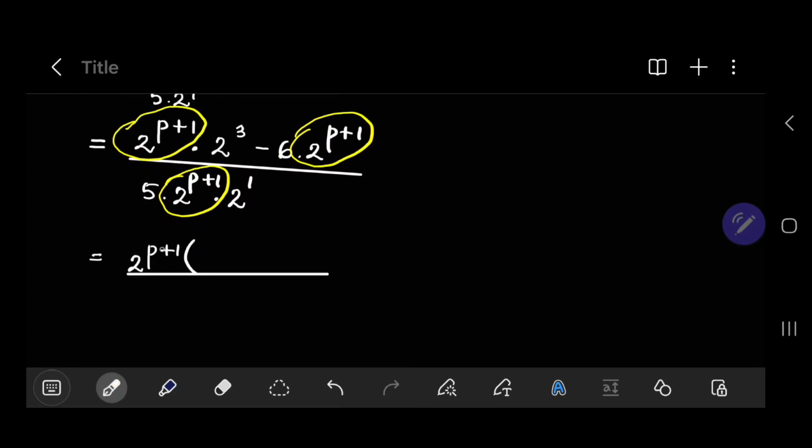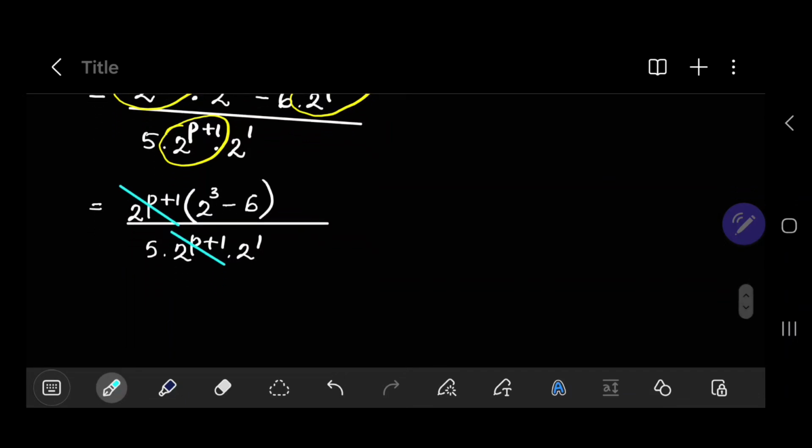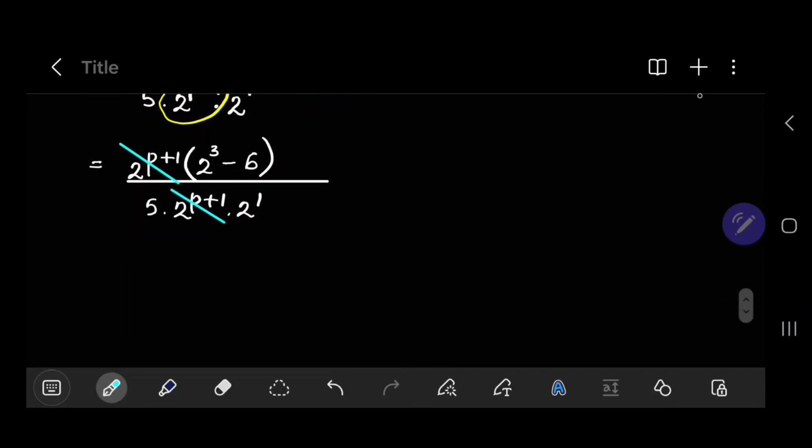So if we take out 2 to the power p plus 1, in the first term, we're left with 2 cubed. In the second term, we're left with minus 6. In the denominator, it's not necessary for you to actually pull out 2 to the power p plus 1 as a common factor because you only have one term. So we can actually just leave it there and it would still cancel out. So that is actually your next step. Your whole aim of factorizing is so that whatever you've pulled out as a common factor can cancel out with itself from the denominator. Now let's simplify what we're left with.